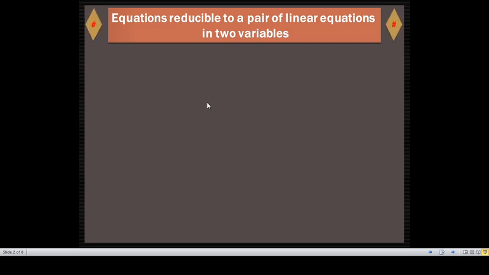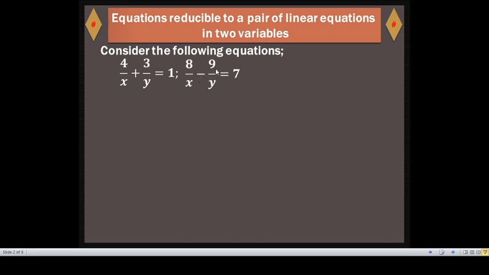Now consider the equations 4 upon x plus 3 upon y is equal to 1 and 8 upon x minus 9 upon y is equal to 7. Now see, in these equations variables x and y are at the denominator. So the degree of this equation is -1. So both equations are not linear equations.